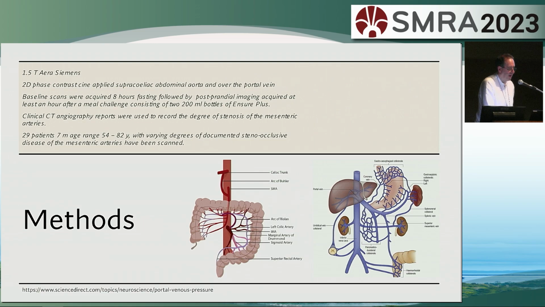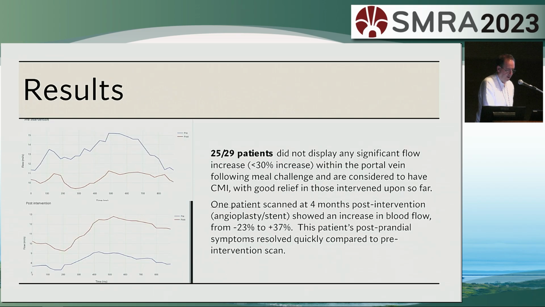At the time we put the abstract in, we had done 29 patients with an age range of 54 to 82 with varying degrees of steno-occlusive disease. 25 of the patients did not show what we call a significant flow increase. In our previous volunteer work, we showed that the flow increase should be at least 100% up to 200-odd percent. But in 25 of the 29 patients, there was no significant increase, less than 30% increase.